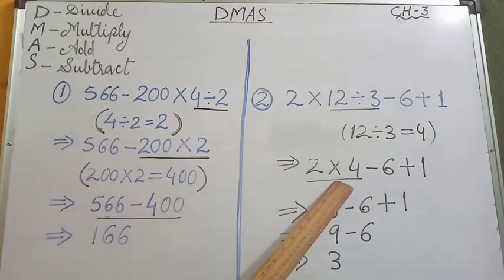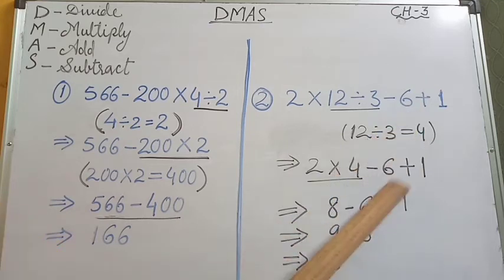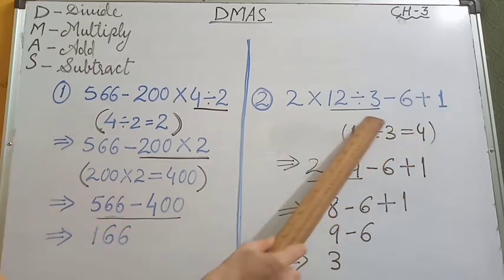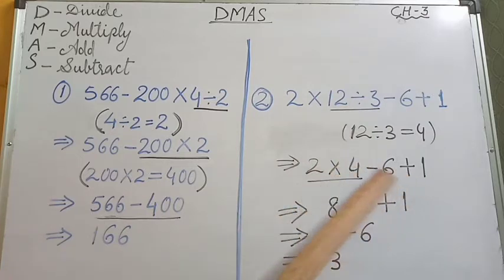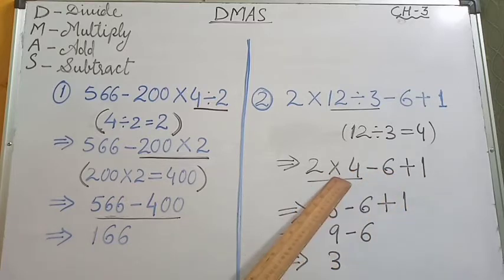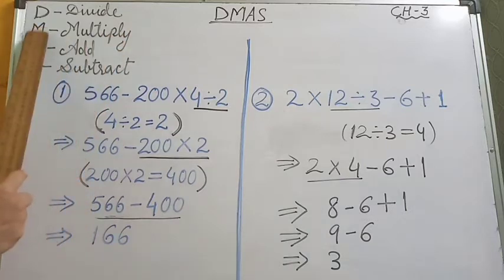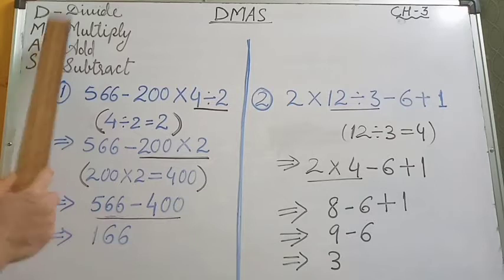2 multiplied by, we will write 4 in this place, then minus 6, then plus 1. So we have solved division first. Next, in this term you can see multiplication is also there, subtraction is also there and addition is also there. So what should be solved first according to DMAS rule? If multiplication, subtraction, addition is there, we have to solve multiplication first.